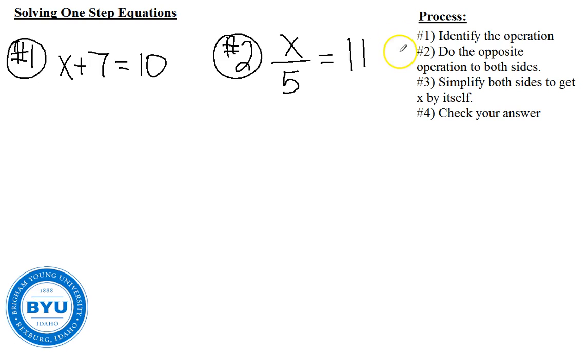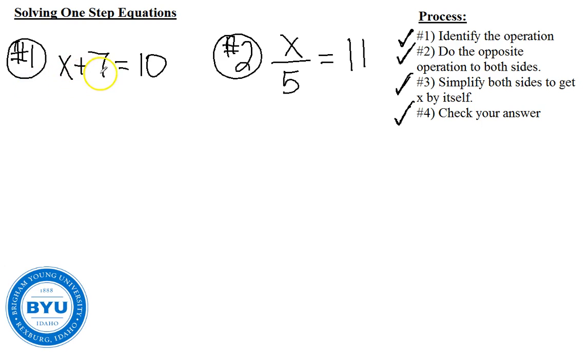The process for doing this is first identify the operation. Then do the opposite operation to both sides of the equation. Then simplify both sides of the equation, making sure you have x by itself. Lastly, check your answer to make sure it works. Let's take a look at this example.